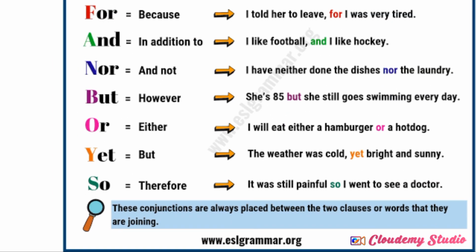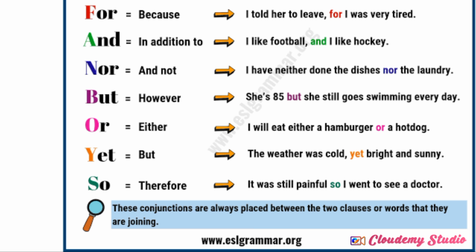I will eat either a hamburger or a hot dog. Here I am giving the choice, revealing my choice. Either I can eat a hamburger or a hot dog. So the two dishes are there. With these two dishes, we are talking about two options in a sentence.